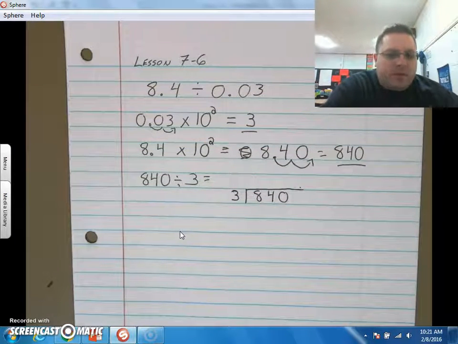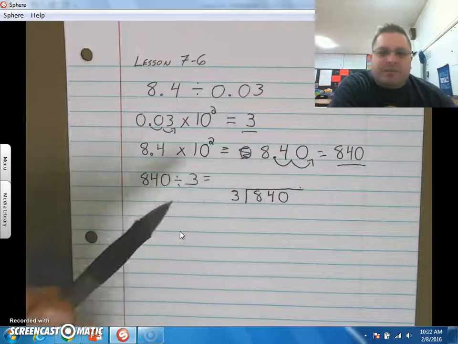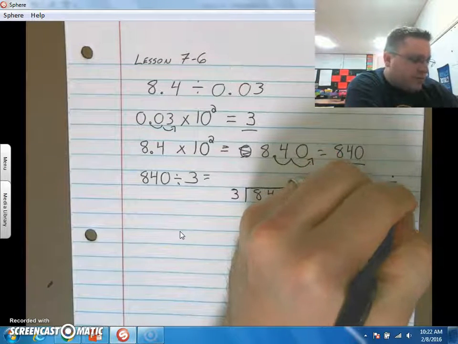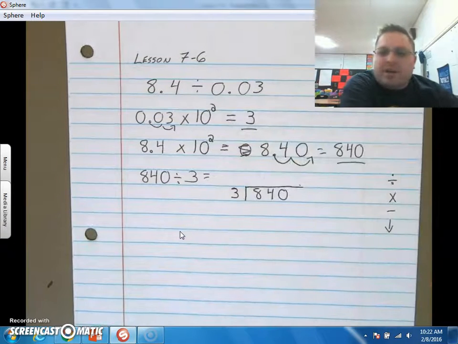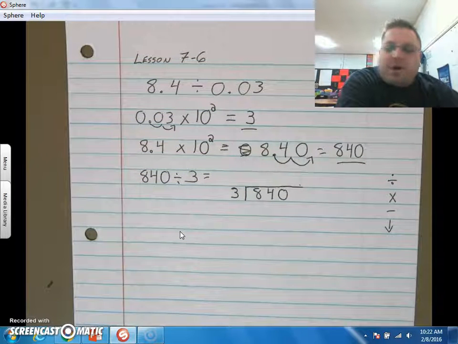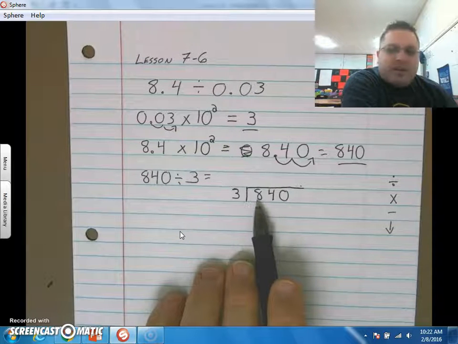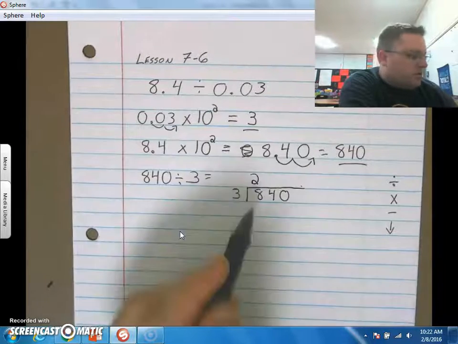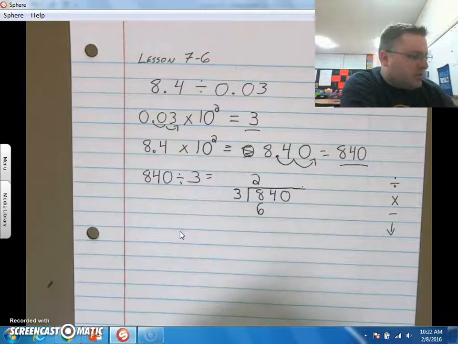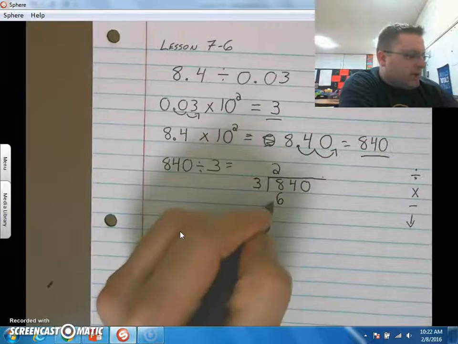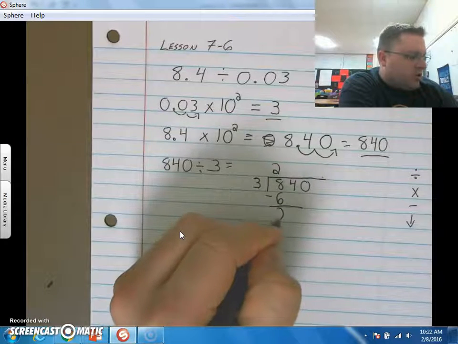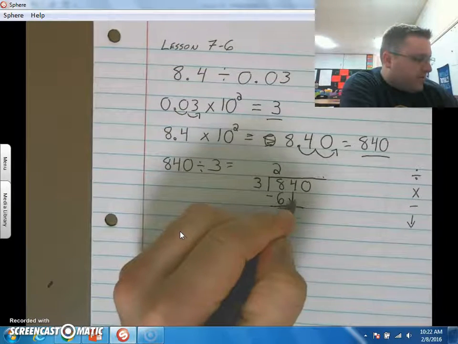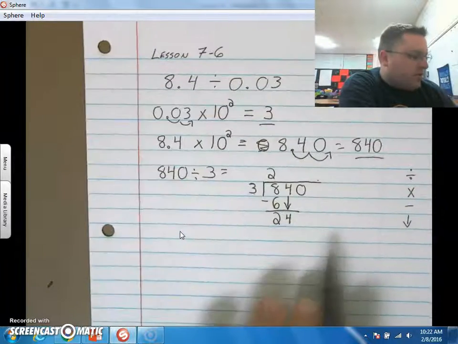840 divided by 3. So I'll go through my steps of division. And if you ever forget, those are also 4 steps: I divide, I multiply, I subtract, and then I drop or I'm done. So I look at 8. 8 divided by 3 is 2. 2 times 3 is 6. Subtract. 8 minus 6 is 2. And now drop. The next place value was the 4, and I have the number 24 now.